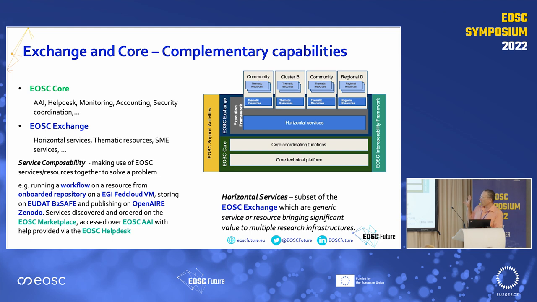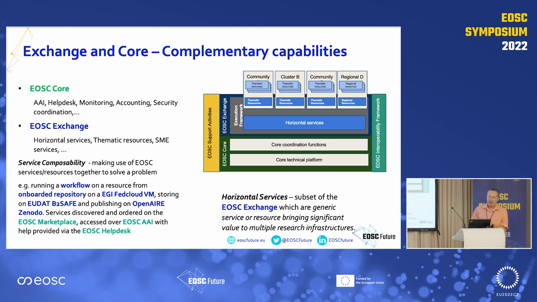And then we have the idea of actually bringing these services and resources together to solve the problem. By this, we call it service composability, which is, of course, the title of this session. You can think of composability as just making use of these different items within the exchange together in order to solve a problem. At the moment, the way to do it is manually. In the future, there'll be a lot more automation to actually associate different items within the exchange together and to be able to connect the dots to make it easy to solve your problem.